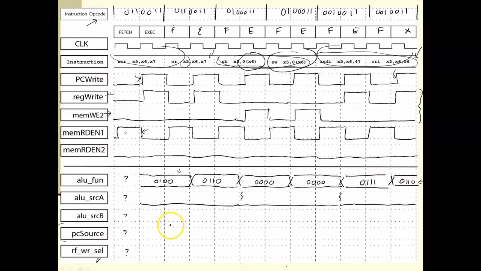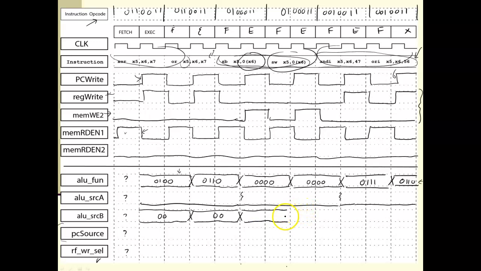Okay, so here we are at source B. Source B for these two instructions needs to be the register. Okay, so we'll put that in there. Now this is the lower part of the ALU. I need to choose the register to go in there. So this is 0, 0, and 0, 0. Looking good. And now for the store instructions.